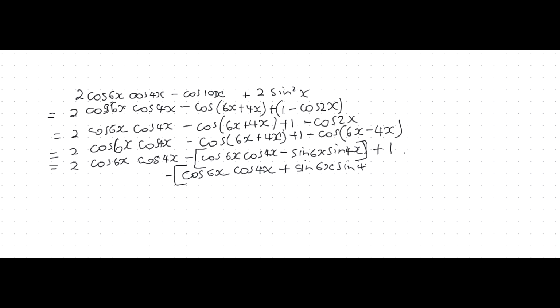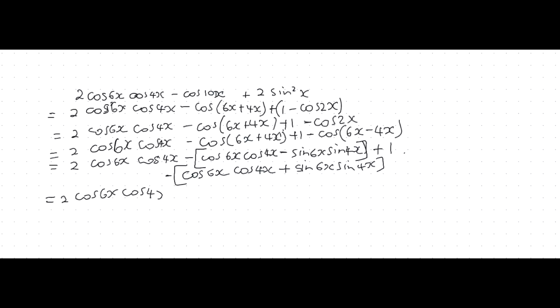Okay, now we can go ahead and just simplify. We have 2 cos 6x cos 4x. So we will find ourselves having like terms. So we need to add them, subtract where we need to subtract.